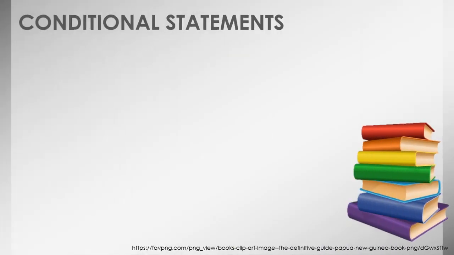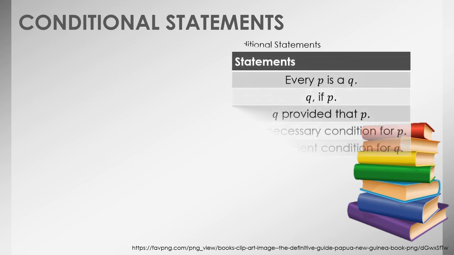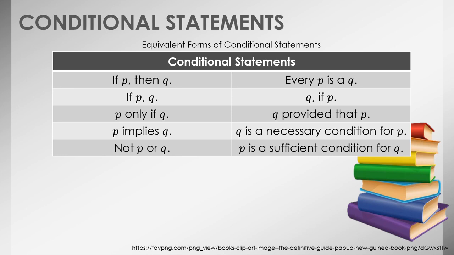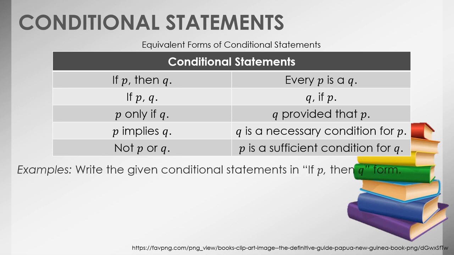For this part, we will be introducing more equivalent forms of a conditional statement aside from the two forms that were introduced earlier. So now, these are the other forms representing conditional statements. To familiarize ourselves with these forms, we have the following illustrations. In this example, the given conditional statements are written in forms other than the usual if-then form. So for this, we are asked to rewrite the statement in that form.